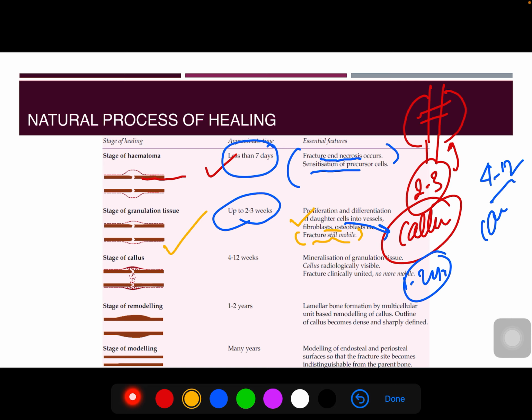And there is the stage of callus, which is 4 to 12 weeks. There will be mineralization of the granulation tissue callus, which is radiologically visible, and the fracture is clinically united, no more mobile.